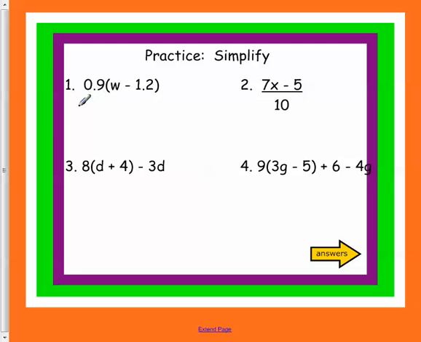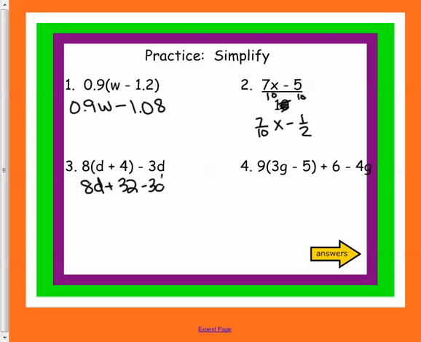Okay, so in this first one, you're distributing the 9/10, so you get 9/10 w, and that's going to be minus 1 8/100. Over here, we're going to simplify. You're dividing this one and this one by 10. So you can think of them separate if you need to. So this is 7/10 x minus 1/2. Over here, we're distributing the 8, so you get 8d plus 8 times 4, which is 32, and you're taking away the 3d, so you're left with 5d plus 32.